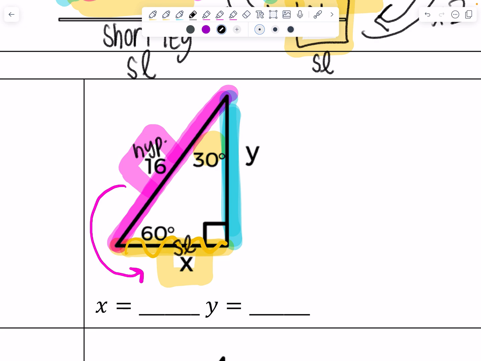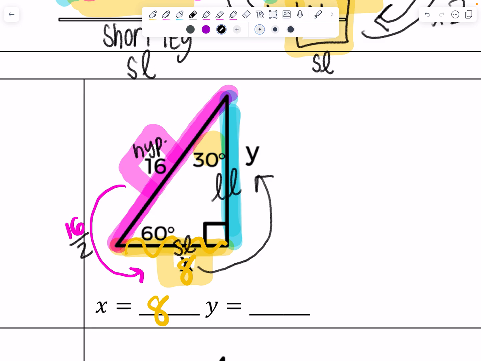So what we're going to do is we're going to take the pink one, which is 16. We're going to take that 16 and we're going to divide that 16 by 2 wholes. What is 16 divided by 2? That is going to give me 8. So x is 8.